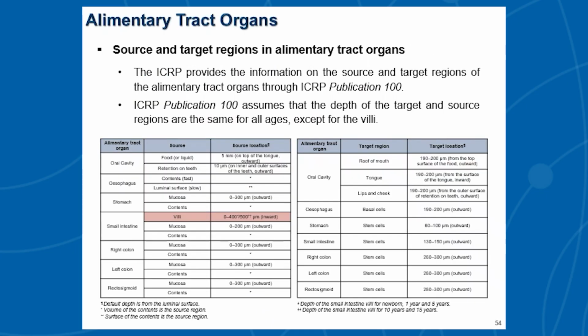The alimentary tract organs include not only the target region but also various source regions. The depths for each region are provided in ICRP publication 100 as shown here. Except for the villi, one of the source regions in the small intestine, it is assumed the adult depth can be applied to the children. Based on these depths, we simply define the most target and source regions like the previous cases.